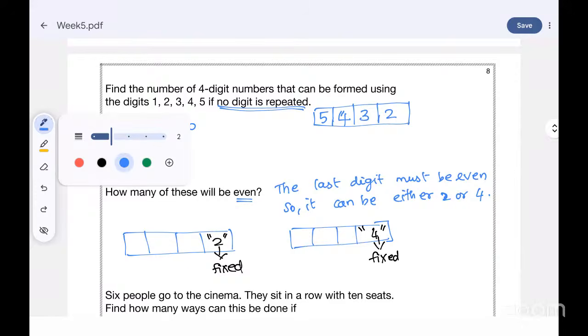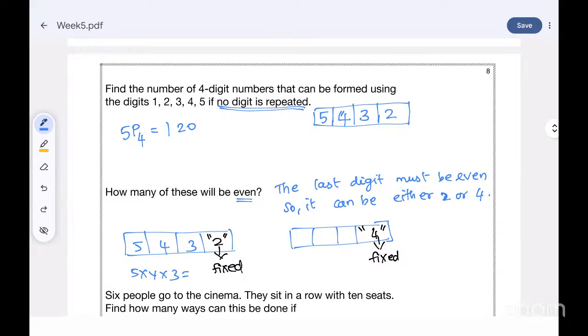So in the first case, how many possibilities? 5 into 4 into 3? That should be 4 into, because 2 is out, right? Repetition is not allowed. So now we should remove 2. So the choices are 1, 3, 4, 5. Out of this, how many choices do we have? 4 choices, then 3, then 2. So 4 into 3 into 2.